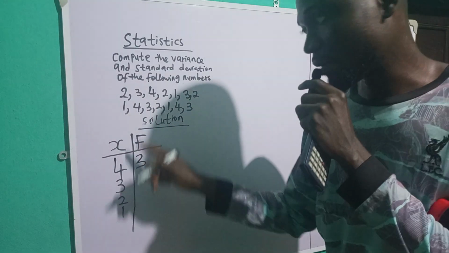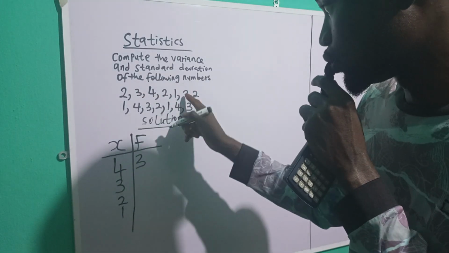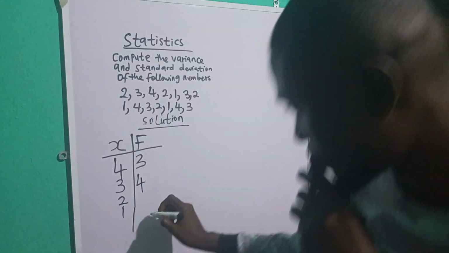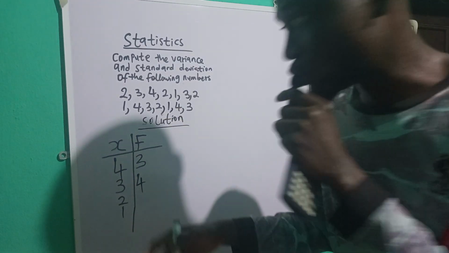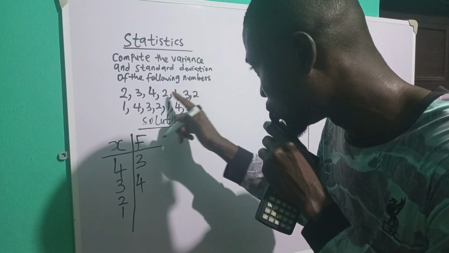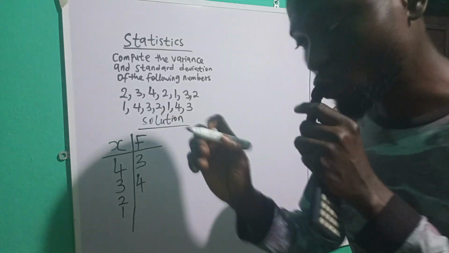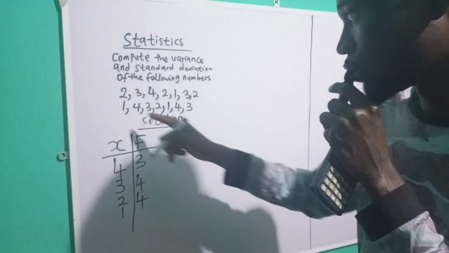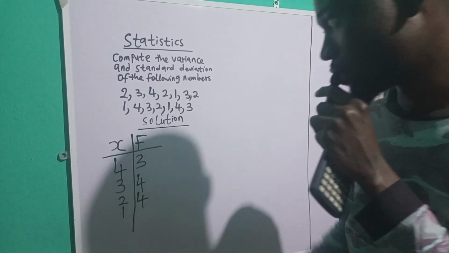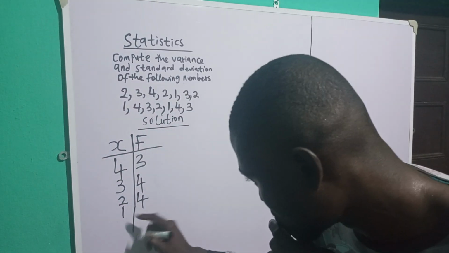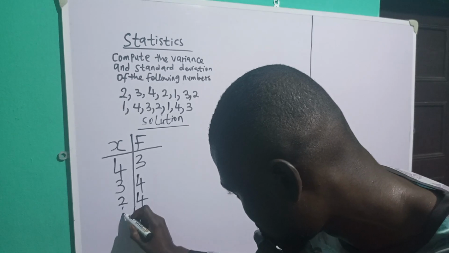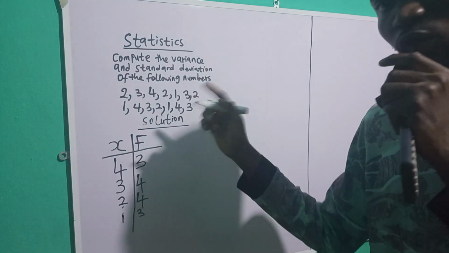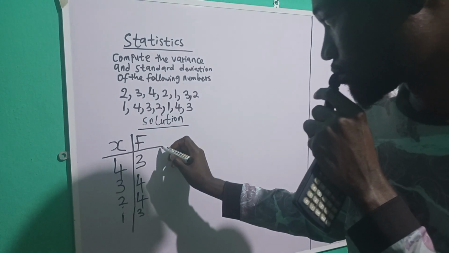Then check for 3. How many times did 3 occur? 1, 2, 3, 4. 3 occurred 4 times. Then check for 2. How many times did 2 occur? 1, 2, 3, 4. 2 occurred 4 times. 4 is the frequency. Then for 1, how many times did 1 occur? 1, 2, 3. 1 occurred 3 times. So 3 is the frequency of 1.